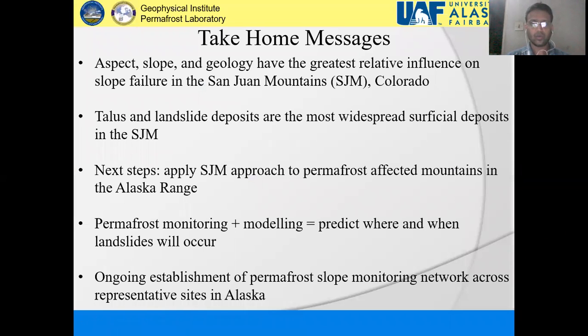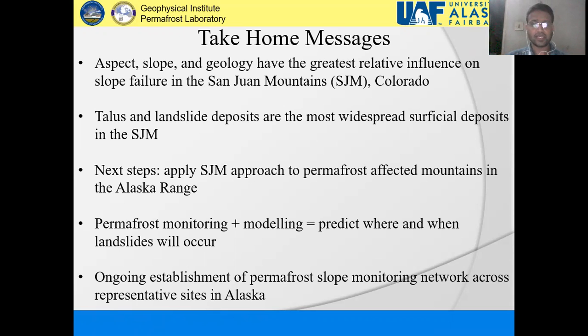I will start with my take-home messages. My findings indicate that aspect, slope, and geology have the greatest relative influence on slope failure in the San Juan Mountains of southwestern Colorado. I discerned that talus and landslide deposits are the most widespread superficial phenomenon in the San Juan Mountains.